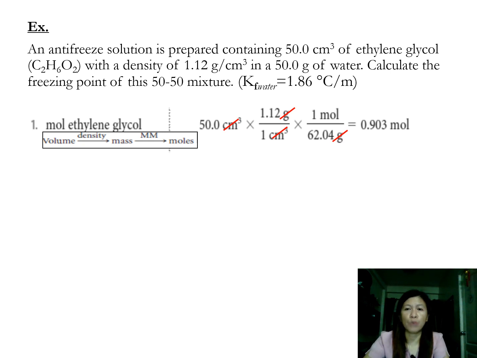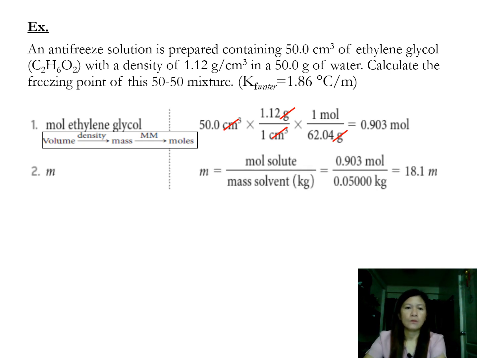So we will have mole as the unit left. So that will be our mole of the solute. Next is to calculate for the molality of the solution. The given mole, or the calculated mole of the solute in step 1, is 0.903 mole.